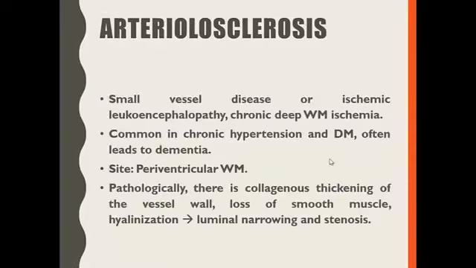Arteriolosclerosis is another entity which affects small vessels, okay, and so we can call it small vessel disease, and sometimes ischemic leukoencephalopathy, chronic deep white matter ischemia, and chronic low-grade ischemia. All these terms refer to arteriolosclerosis. It's common also in chronic hypertension and diabetes, and it may lead to dementia. The site for arteriolosclerosis is the periventricular white matter. And pathologically, it affects the small vessels by causing collagenous thickening and hyalinization with loss of smooth muscle. This leads to luminal narrowing and stenosis.